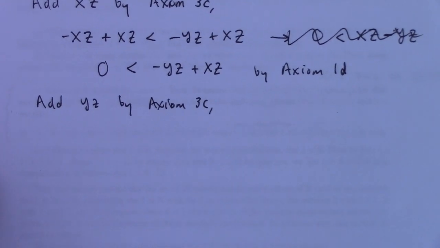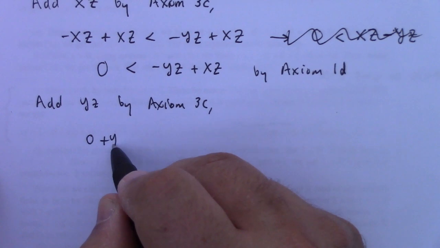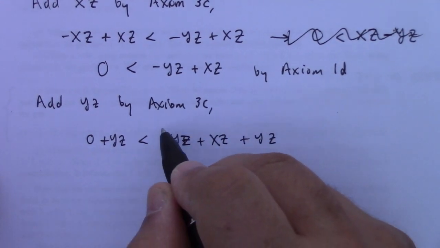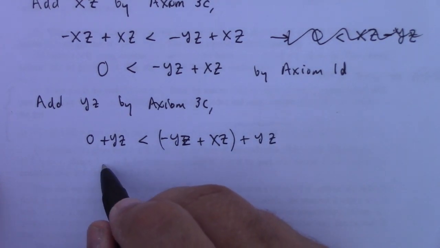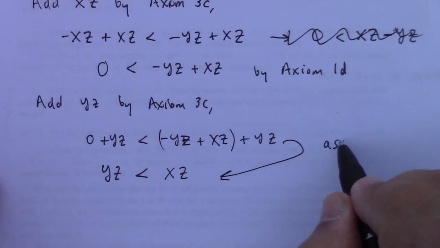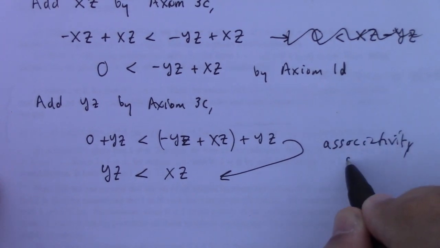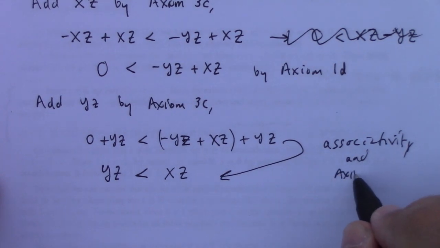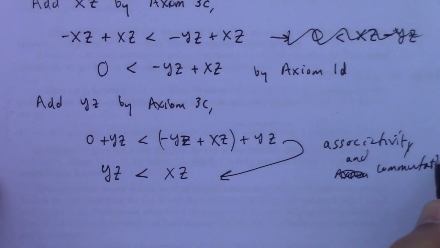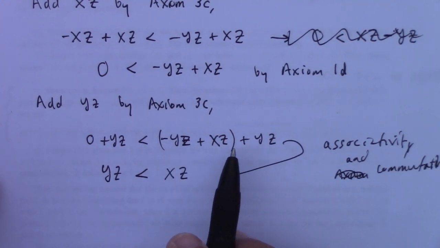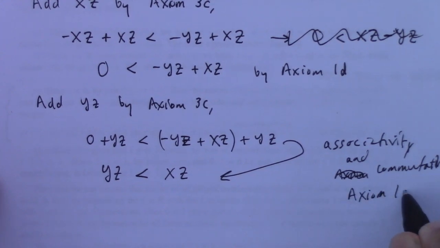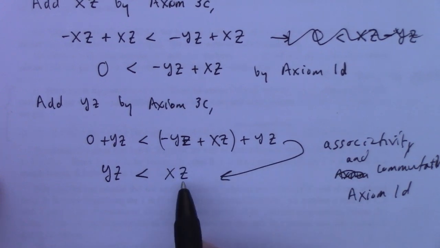And so if we add yz by axiom 3c, we get 0 plus yz is less than minus yz plus xz plus yz, parentheses needed, right? Then this gives us that yz is less than xz. Going from here to here, I've used associativity and commutativity, right? Because I had to switch the order of this and that to get the yz's next to each other. And then I used axiom 1D again. I used all of those to cancel out plus yz and minus yz to just leave us xz.